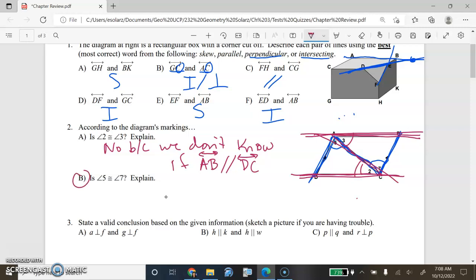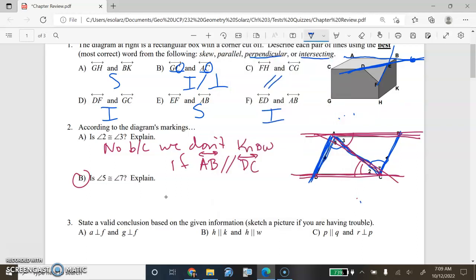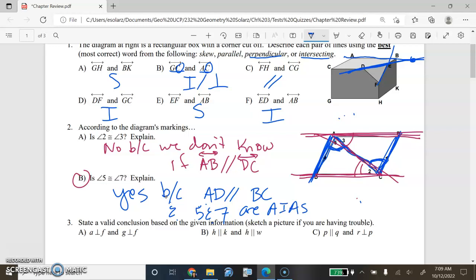On part B though, for angle 5 and angle 7, we can say that. So as I just said, we do know that line AD and line BC are parallel to each other, so we can say that these alternate interior angles are congruent to each other. So this is yes, because AD is parallel to BC, and 5 and 7 are alternate interior angles. Again, since 2 and 3 are also alternate interior angles, but we don't know if those lines that are making up angles 2 and 3 are parallel to each other. We do know that the lines making up angles 5 and 7 are parallel to each other, so we can say that those alternate interior angles are congruent.